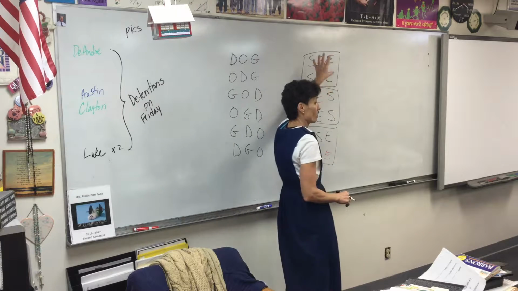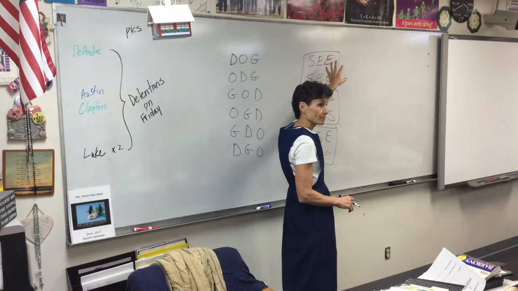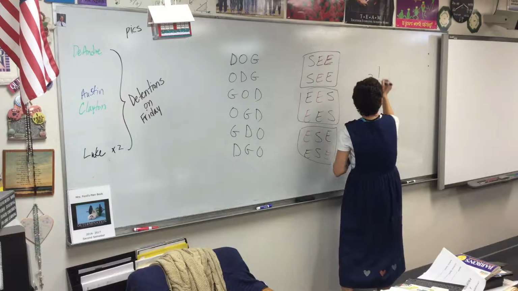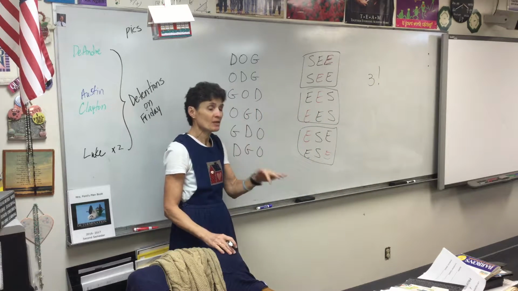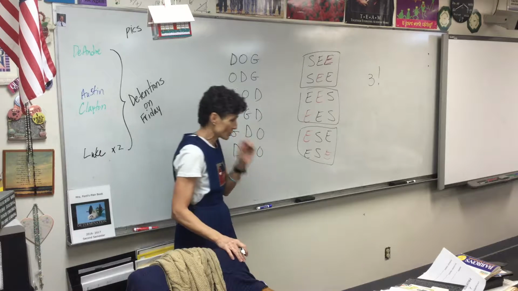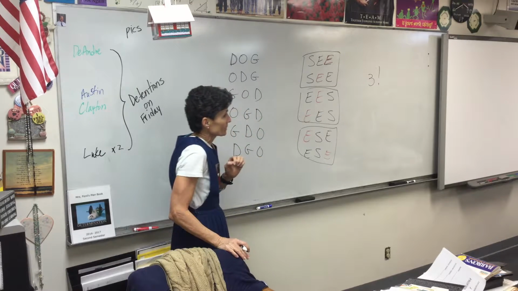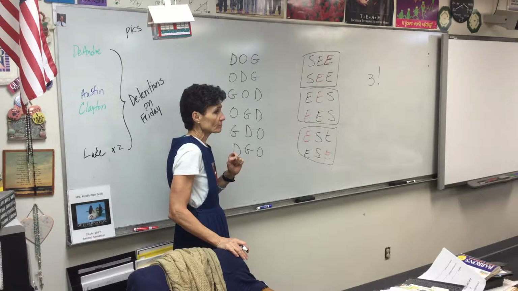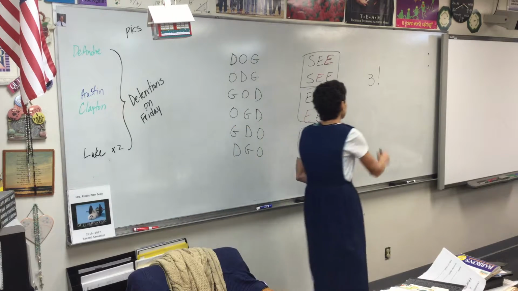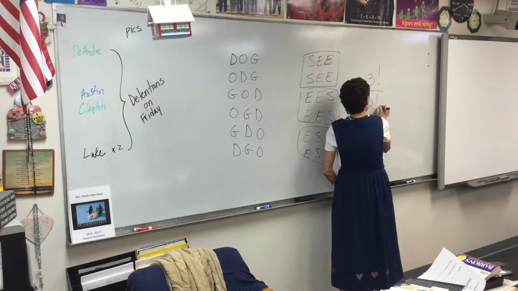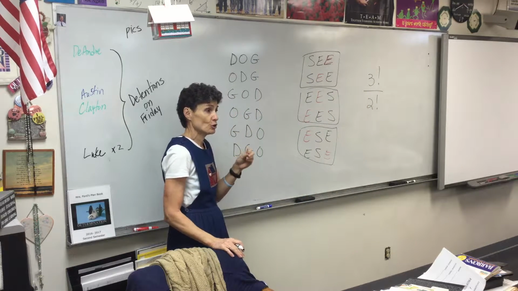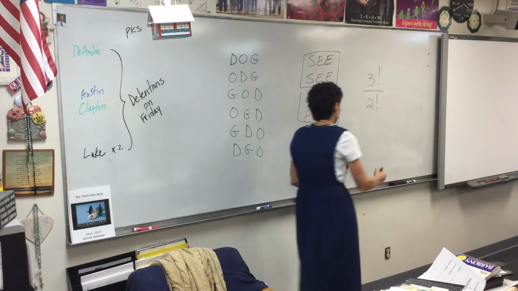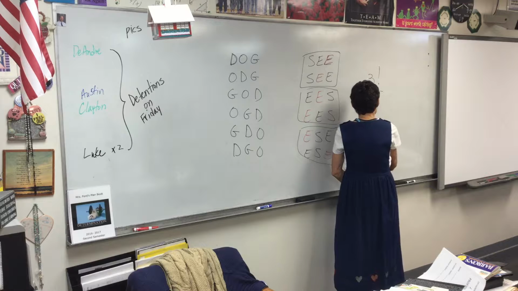Now, there are 3 letters. You start with 3 factorial. Anytime you are arranging n things in a row, you start with n factorial. So I start with 3 factorial. But there are 2 e's. So I divide by 2 factorial because there are 2 e's. Okay? So let's look at Samantha.